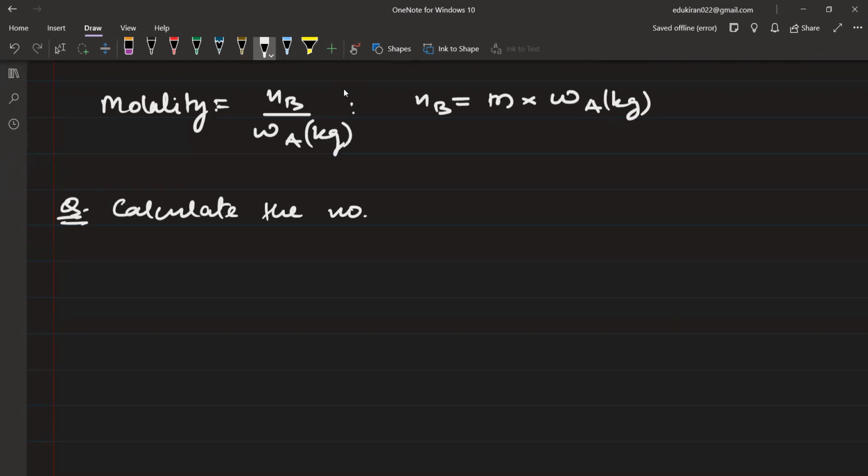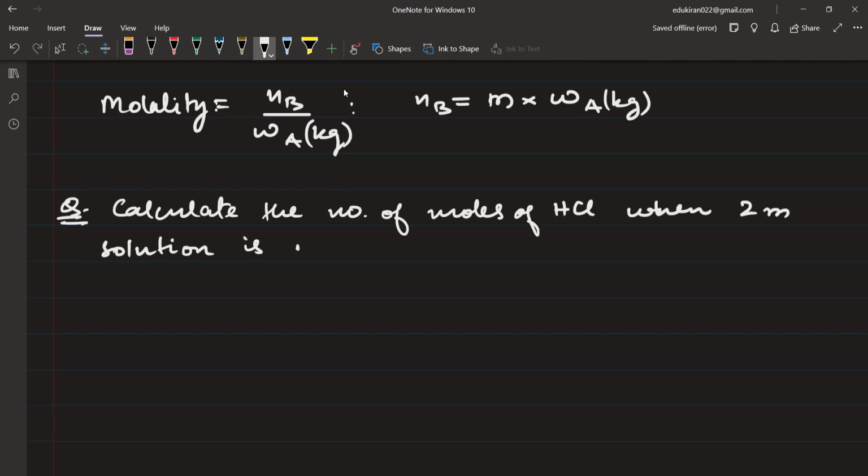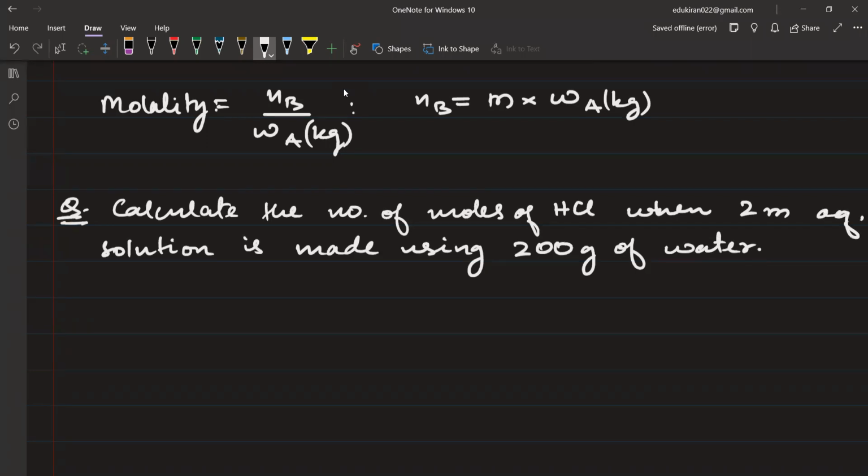Calculate the number of moles of HCl when two molar solution is made using 200 grams of water. 2 molar aqueous solution is made. Okay.